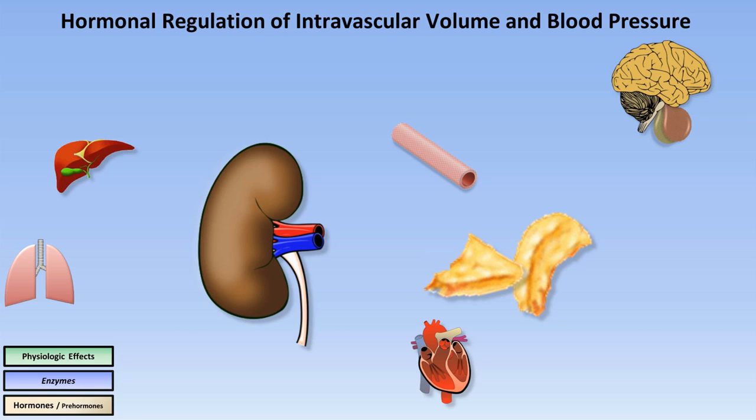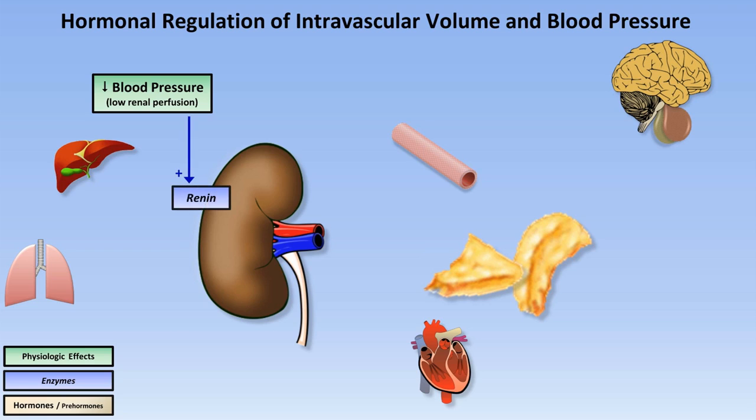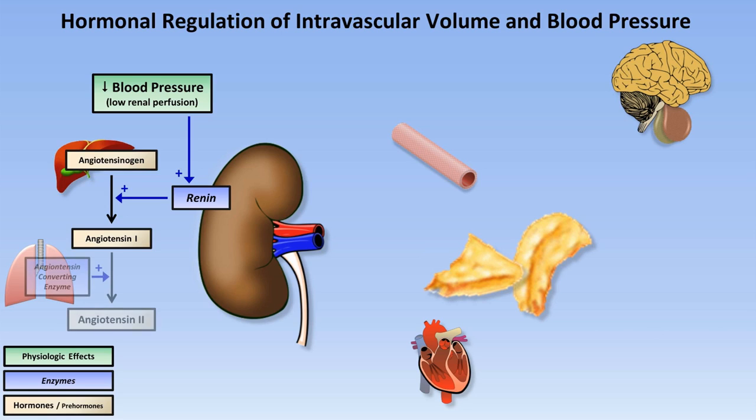Let's imagine the physiologic derangement of low systemic blood pressure, which necessarily results in low renal perfusion pressure. This triggers the juxtaglomerular cells in the kidney to release renin. Renin converts the pre-hormone angiotensinogen produced by the liver to angiotensin 1. This is then converted to the active hormone angiotensin 2 by the enzyme angiotensin converting enzyme, which itself is primarily produced in the lungs.